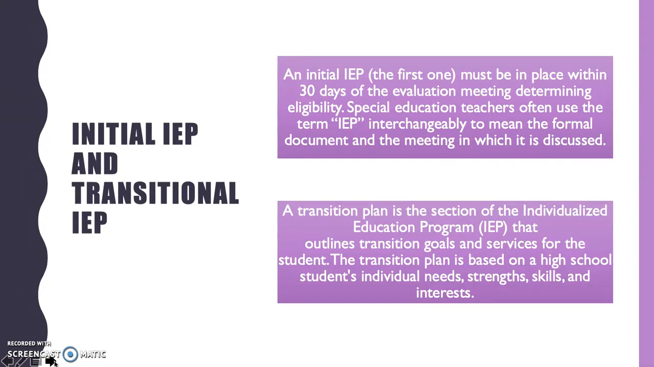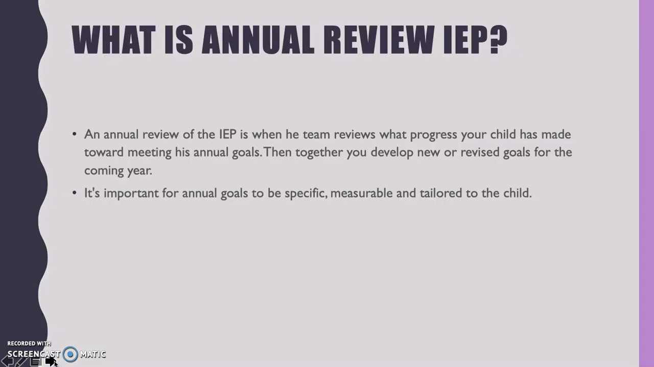A transitional plan is a section of the individualized program that outlines transitional goals and services for the student. The transition plan is based on high school students' individual needs, strengths, skills, and interests. What is an annual review of IEP? An annual review of IEP is when the team reviews what progress your child has made toward meeting his annual goals. Then together you develop new or revised goals for the upcoming year. It is important for annual goals to be specific, measurable, and tailored to the child.